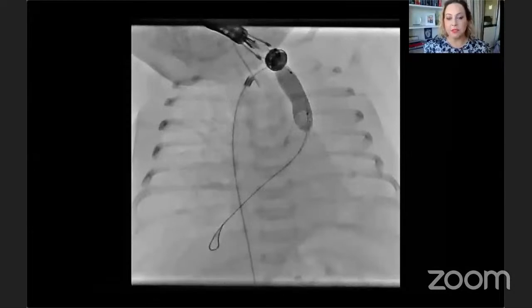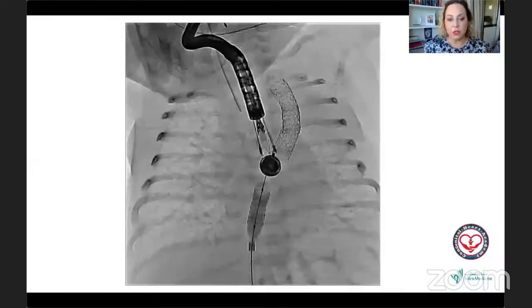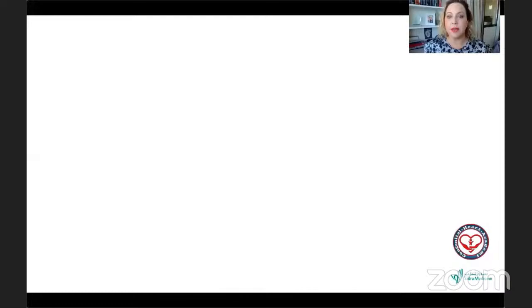The interatrial septum was opened as well. As the position of the septum was not ideal, they performed perforation with radiofrequency and placed a stent on the interatrial septum. So this patient was sent back to the ICU for stabilization, and a few days later he was sent to the hybrid procedure.